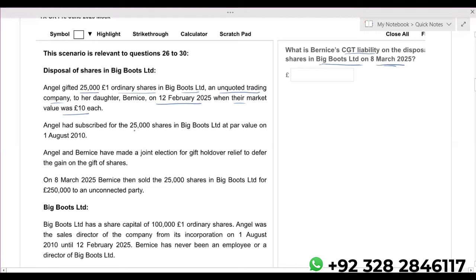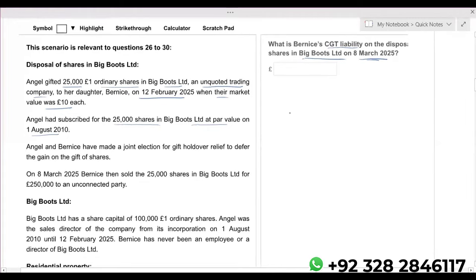Angel had subscribed for 25,000 shares in Big Boots Limited at par value on 1st August 2010. Angel gifted 25,000 £1 ordinary shares in Big Boots, an unconnected company, to her daughter Bernice. Basically, when a gift is provided, we always assume that the deemed sale proceeds equal market value. It means from Angel's perspective, the donor is Angel, deemed sale proceeds will be the market value. So 25,000 into 10 is 250,000.